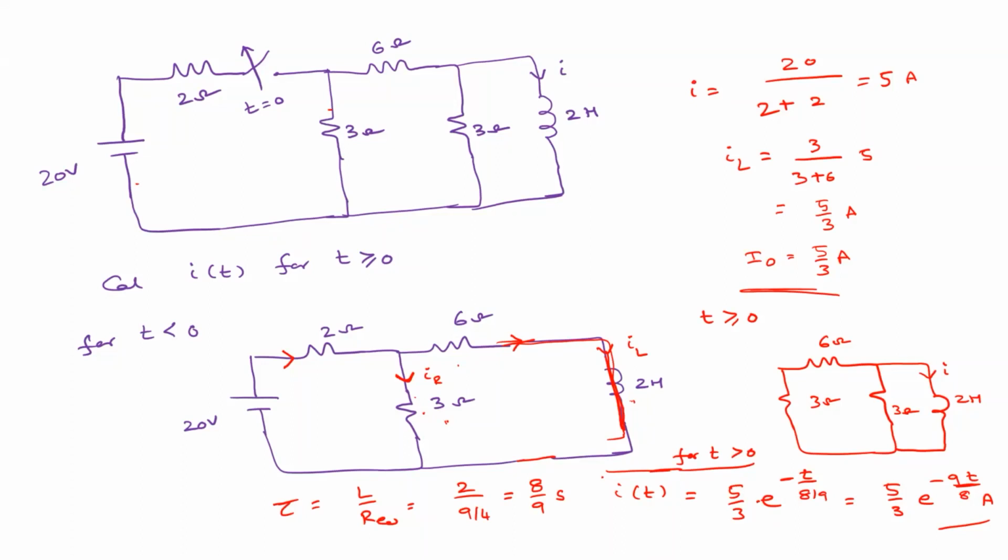Do you have any doubts? Sir, that R equivalent, it will be 6 by 5, right? You only said that it is 9 by 4. These two are in series, right? So 9 into 3 by 9 plus 3. How much is it? 27 by 12. 27 by 12 is 9 by 4 only. Yes, it's true. Okay, we'll move to the next problem.